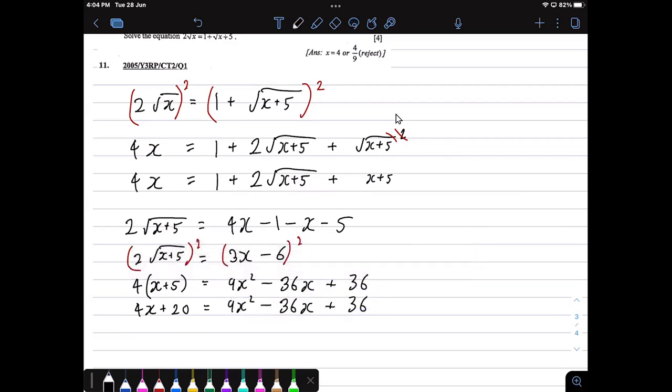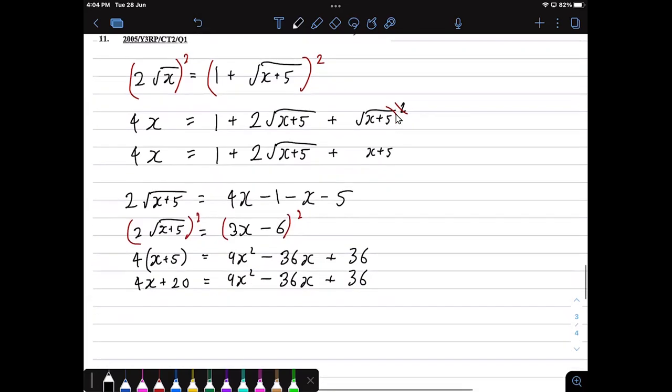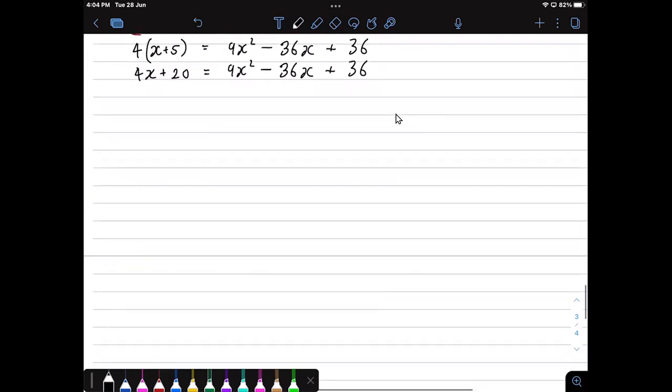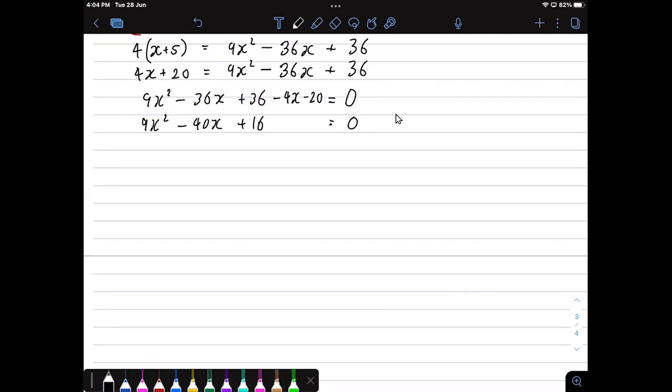36. This is a quadratic. What do you need to do? Make sure everything is on one side, all the variables on one side, equals to 0 on the other side. So 9x squared minus 36x plus 36. You bring the 4x and 20 over, you get minus 4x minus 20 equals to 0. Simplify. 9x squared minus 40x plus 16 equals 0. Anything to cancel? 9, 40, 16? No. No, then just use a calculator already.